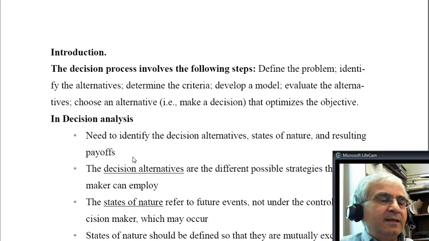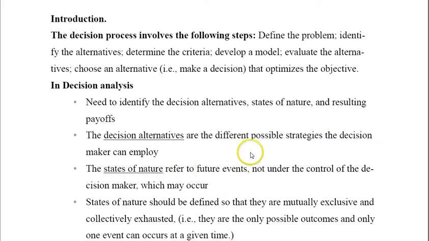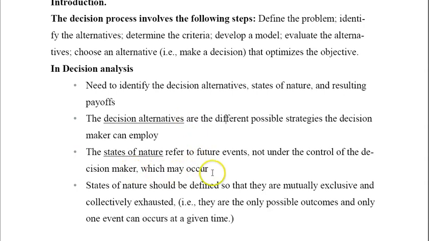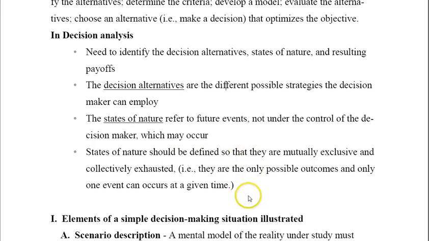And once we identify those, the decision alternatives are different. You can recognize that they are different possible strategies the decision maker can employ. The states of nature really refer to future events that are not under the control of the decision maker, while the decision alternatives are under the control of the decision maker. States of nature should be mutually exclusive. We'll talk about that in a little bit.